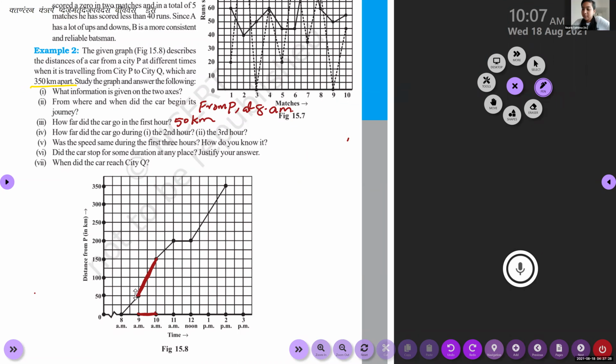See, this was the distance. I have darkened that area. At 10 a.m., the car is at a distance of 150 kilometers. At 9 a.m., the car is at a distance of 50. The question is between 9 and 10, not from the beginning. Between 9 and 10, the distance is only this line. That is 150 minus 50 equal to 100 kilometers.